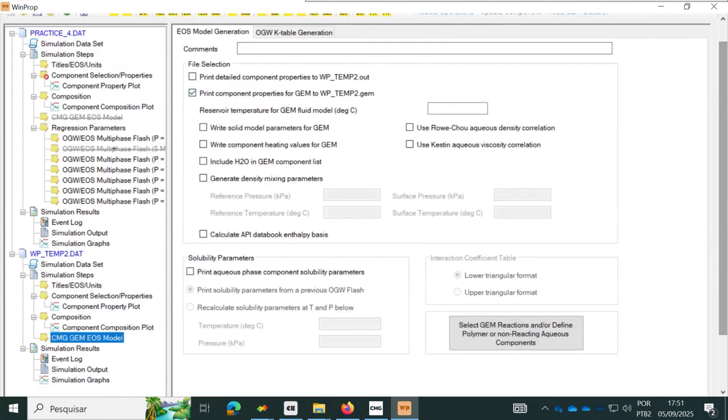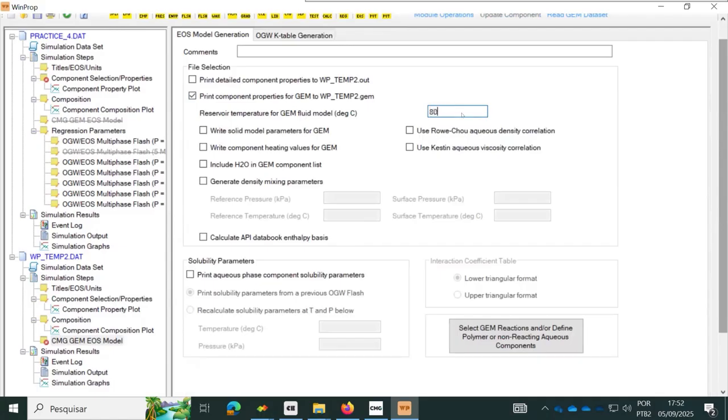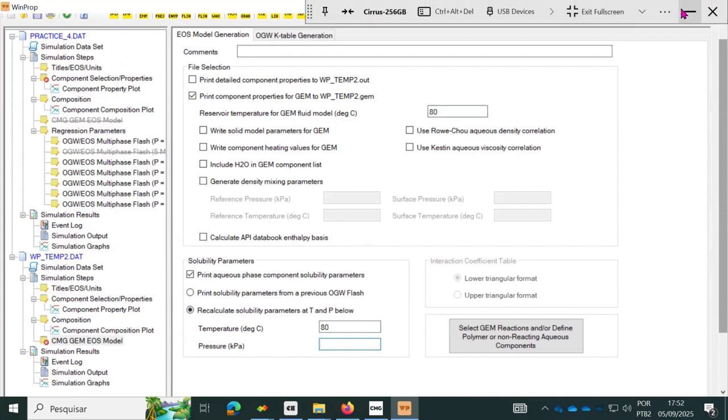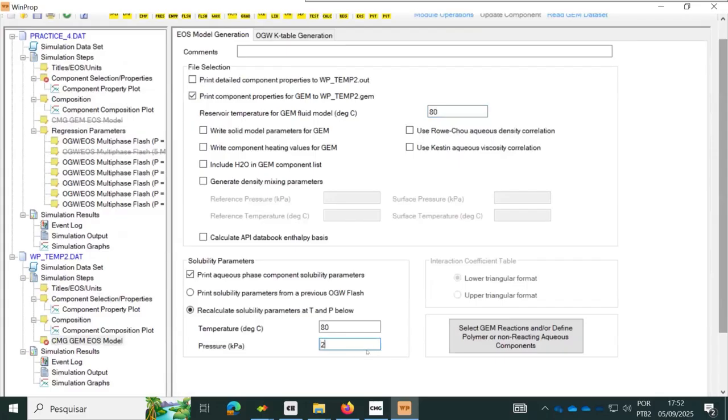The temperature is 80. And here there is a field for solubility parameters. We can click on here. We can set the solubility parameters at 80 degrees C, and let's see one pressure. Let me see the example. 200 bars. That's 200 bars, which is 20,000 kPa.